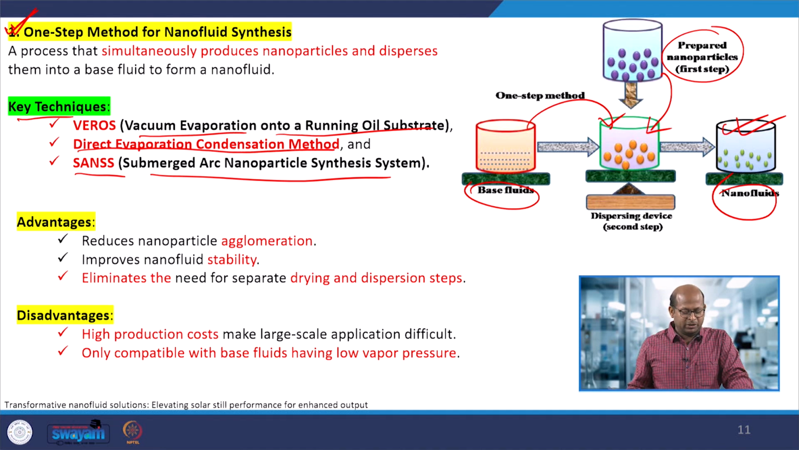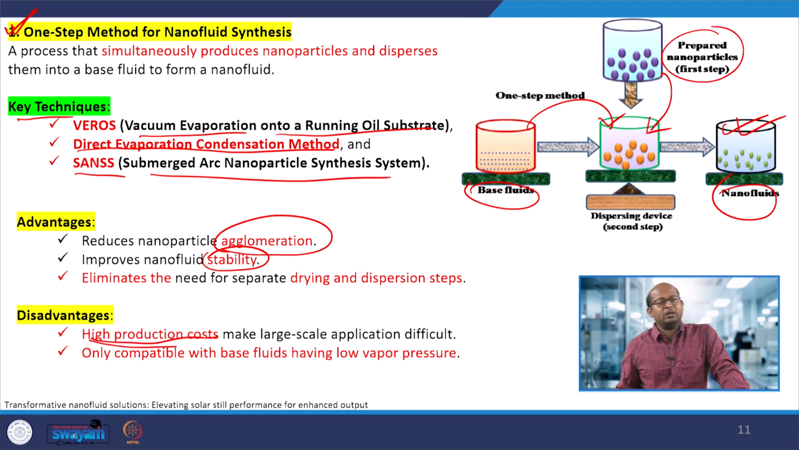In the one-step method, the advantages are reduced agglomeration and improved stability of the nanomaterials by using stirring or dispersing the nanomaterials in the fluids. This is the advantage of the one-step method. The disadvantage is the high production cost in the one-step method. So, it can be used for small scale preparations, but for large scale and industrial production you have to go for some other better methods.